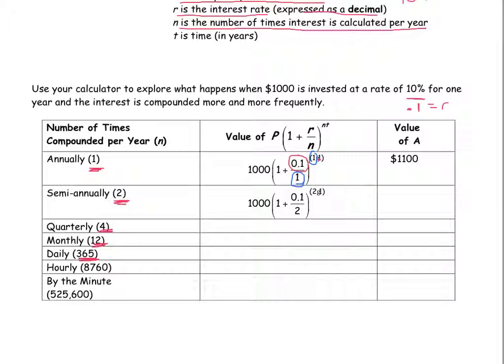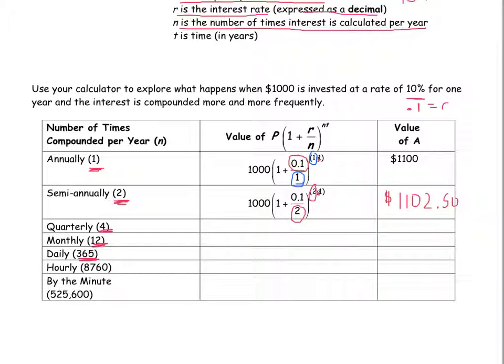Okay? Well, let's see how that increases when we change it to semi-annually. Semi-annually means that it happens twice a year. So for N, we're going to put in a 2 here and here. And again, that is supposed to be a times 1. We're using the same rate, so take a minute and plug that into your calculator. And you'll see that that comes out to be $1,102.50.